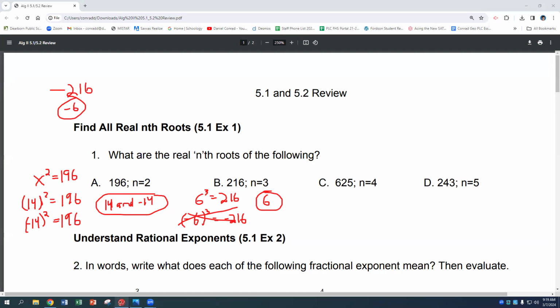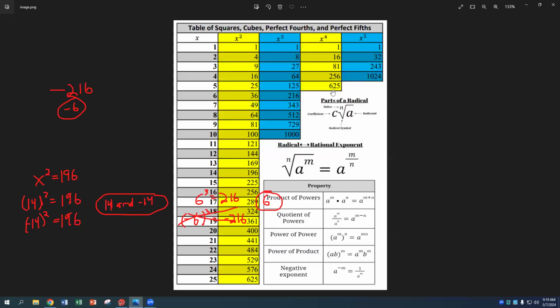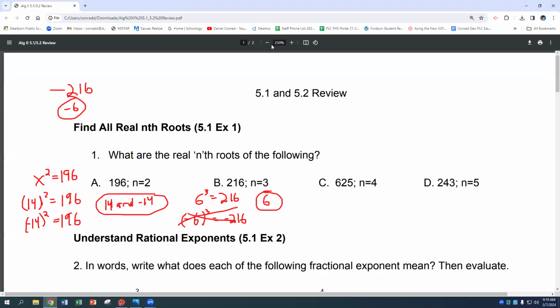All right, 625. Here, the fourth root of 625 looks like it's 5. And again, since it's even, it's going to be plus or minus 5. So 5 and negative 5. Because again, negative 5 to the fourth is positive 625. Negative times negative is positive, times a negative is a negative, times another negative gives you positive.